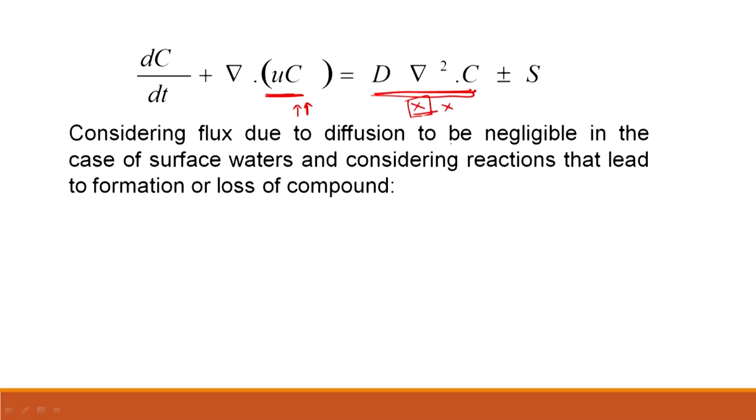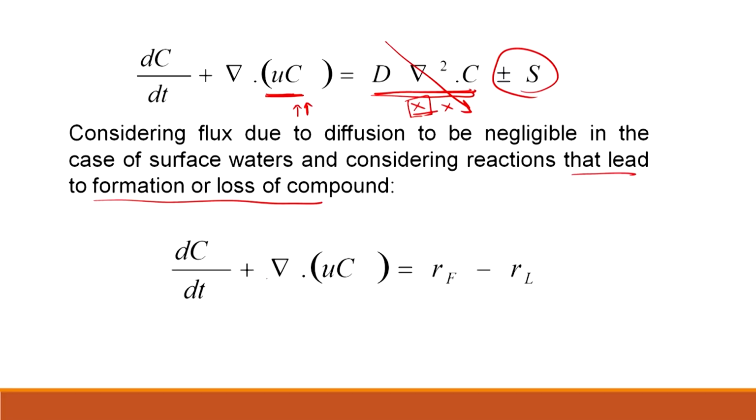Considering flux due to diffusion to be negligible in the case of surface waters, and considering the reactions that lead to formation or loss of compound, which are sources or sinks, I can simplify this further. This I am going to say is 0: dC by dt plus del product of UC, equals rate of formation of the compound minus rate of loss of the compound.